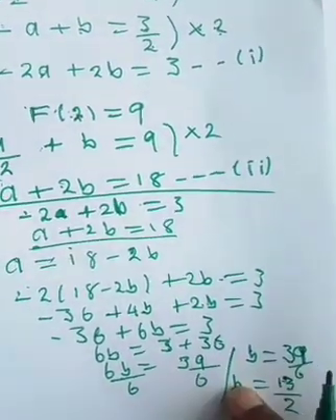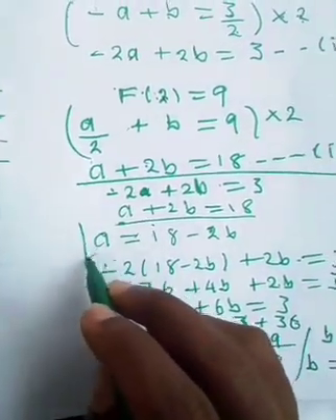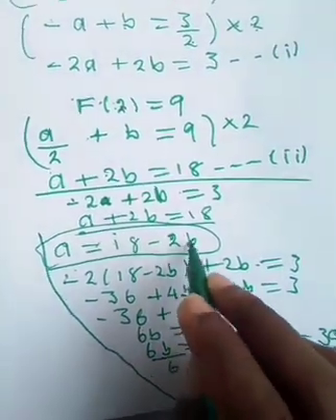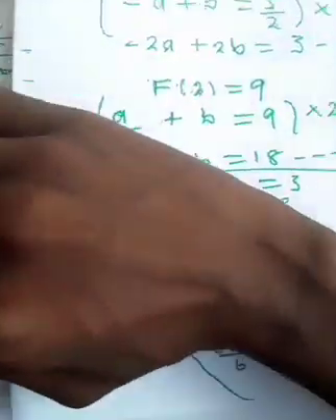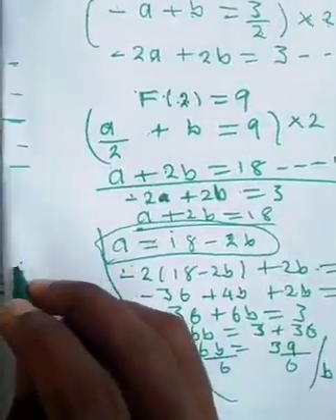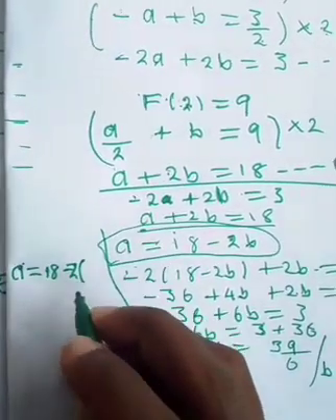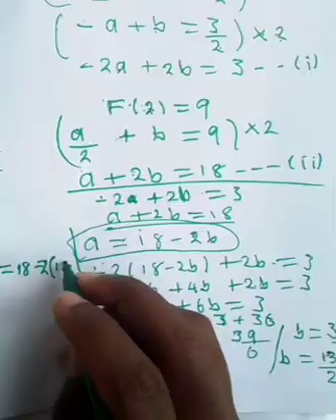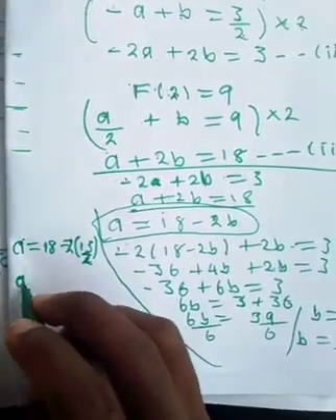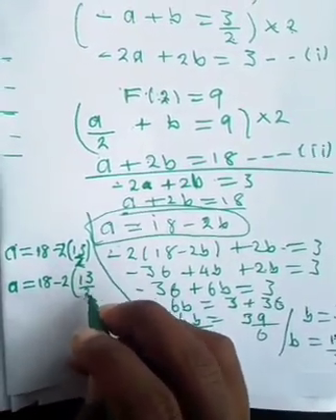So now that we know the value for b, let's find the value for a. I'll use this equation here. I'll just put 13 over 2 where there is b. I'm out of space. So it's going to be a is equal to 18 minus 2, where there is b, I'm putting 13 over 2. I know it's not clear. Let me write that again.